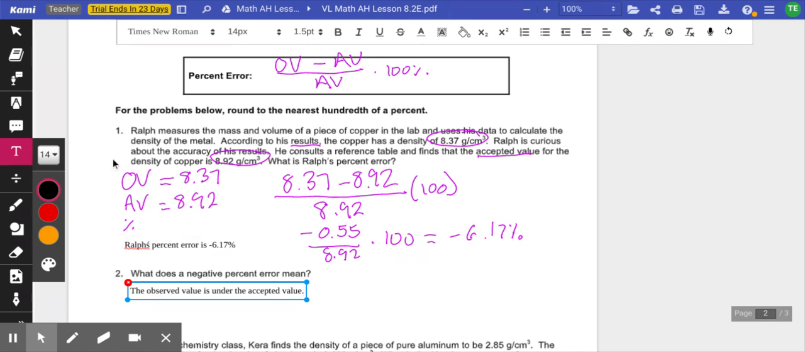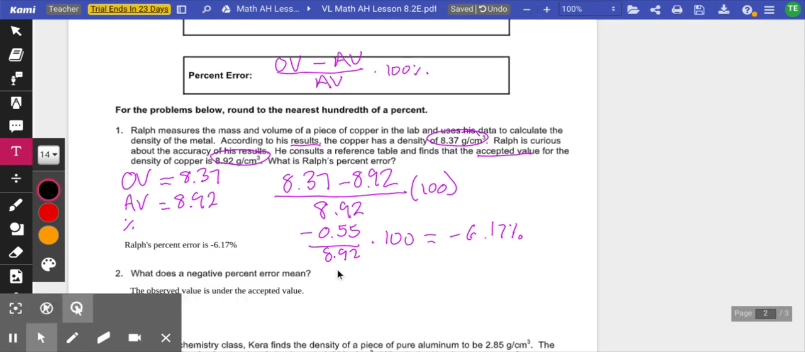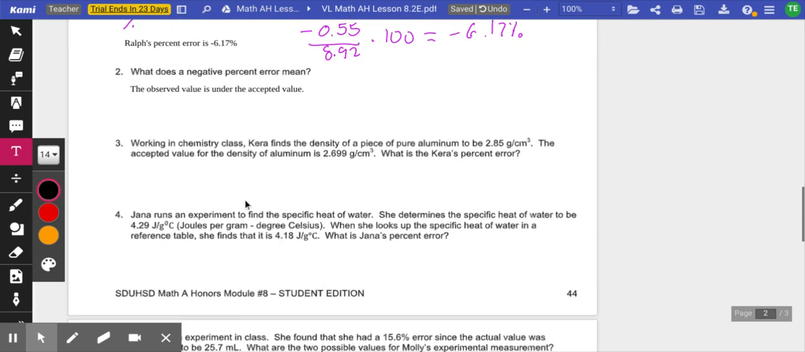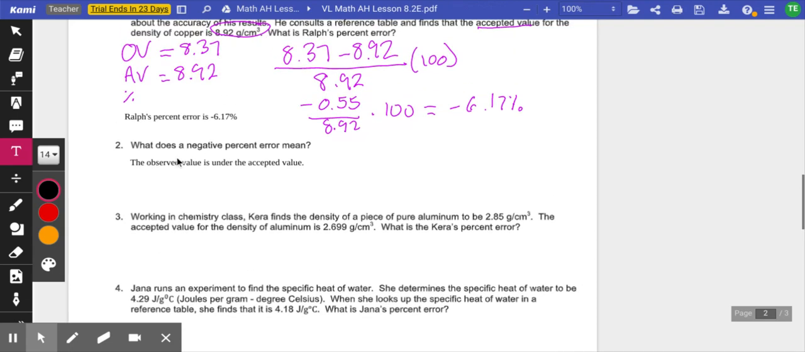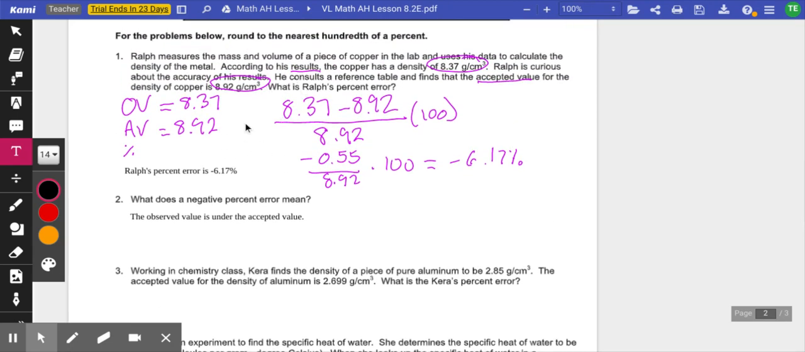So when we're finding the percent error, it's a pretty straightforward calculation. Okay, next one. Working on chemistry, Kira finds the density of a piece of pure aluminum to be 2.85 grams per centimeter cubed. The accepted value of the density of aluminum is 2.699 grams per centimeter cubed. What is Kira's percent error? This one's a lot like number 1. So relook at number 1, try number 3, pause the video, and when you're done, check your answer.